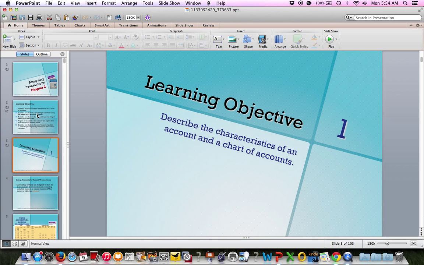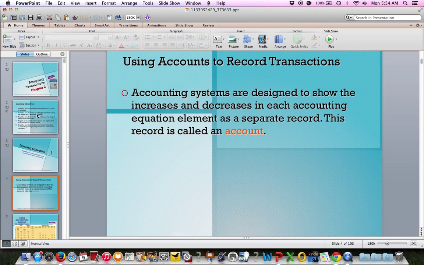So the first thing we'll talk about is just what an account is. Accounting systems are designed to show increases and decreases to the equation elements. And remember, that's just the accounting equation. And we spent time in Chapter 1 talking about how several types of transactions affected the accounting equation, knowing that it was always in balance. And so what we're going to do is take those elements of the accounting equation and break them out into more detail into something called an account.